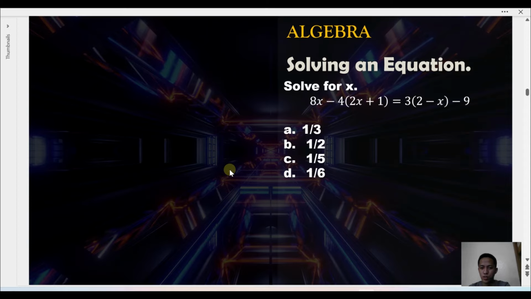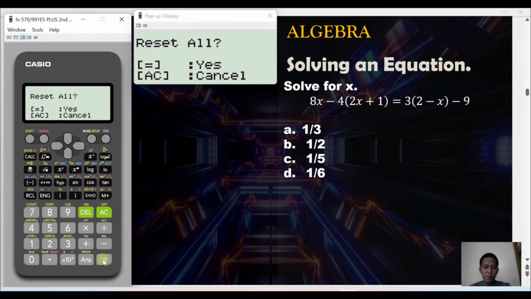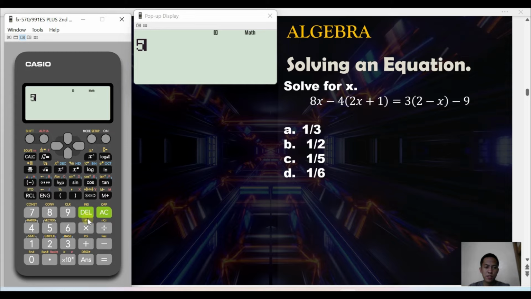So solve for x in this equation. So 8x minus 4 times the quantity 2x plus 1 is equal to 3 times the quantity 2 minus x minus 9. Okay, so sa ating calculator, ilagay lang natin siya guys, no? So we have here shift, clear, and 3. So we have here 8x. So 8 alpha x minus 4, okay, parenthesis, I mean. So you have here 2 alpha x plus 1, and we have equals, so alpha equals, and we have 3 times 2 minus x, minus 9.